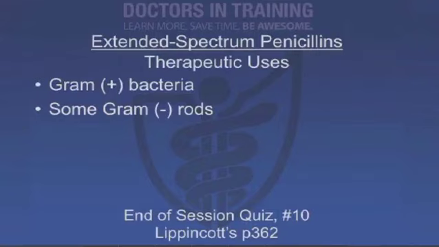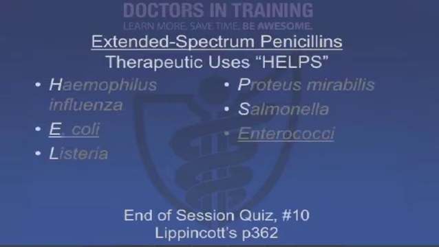Remember, it's HELPS, H-E-L-P-S. So Haemophilus influenzae, E. coli, Listeria. Remember, the aminopenicillins are the drugs of choice for Listeria, and you're going to see Listeria in your neonatal patients. Proteus mirabilis, seen often in UTI, Salmonella, enterococci. So remember all those with your HELPS and to really know your coverage for your extended spectrum penicillins.